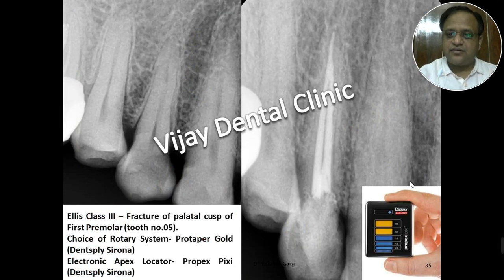So these apex locators help us in reaching the actual anatomic apex nicely without over preparation or over obturation. Please, these instruments are very sensitive. They have to be used judiciously. You cannot throw them around, or misuse them. They are very delicate instruments because they have electrical circuit boards inside. They have to be serviced from time to time, and they should have a battery check every year.